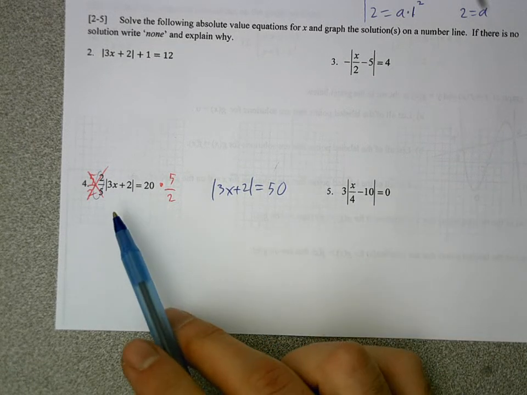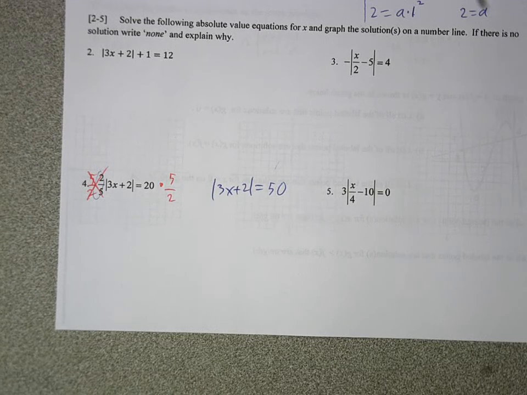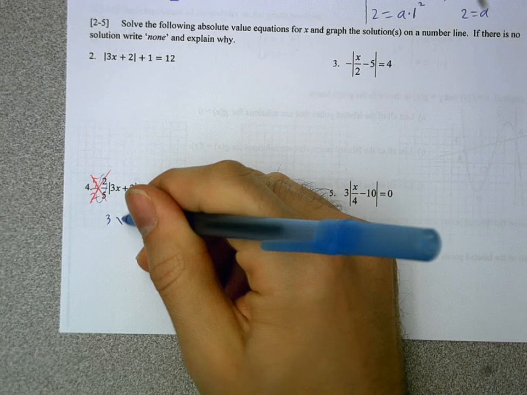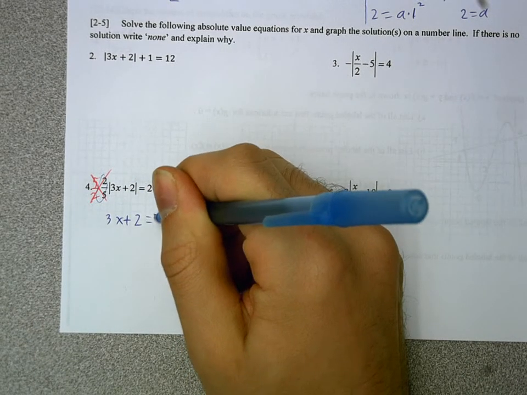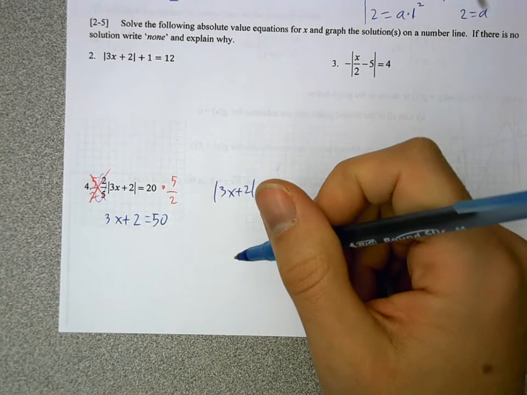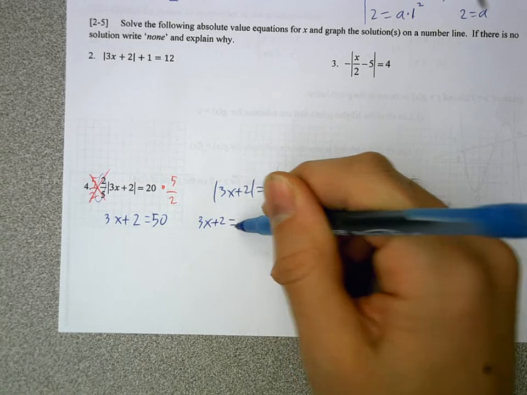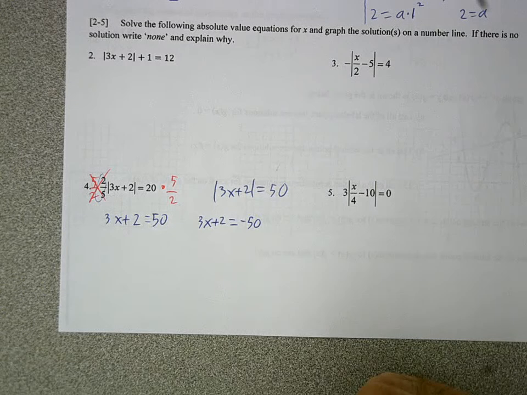So now, once the absolute value is by itself, then we can go ahead and split it into 2 separate equations. One to show what would happen if the inside was equal to 50. If the inside is equal to 50, the absolute value does nothing. So 3x plus 2 equals 50. Or the inside could be equal to negative 50. If the inside is equal to negative 50, then the absolute value makes it positive 50 and we're good again. Still equal to 50.